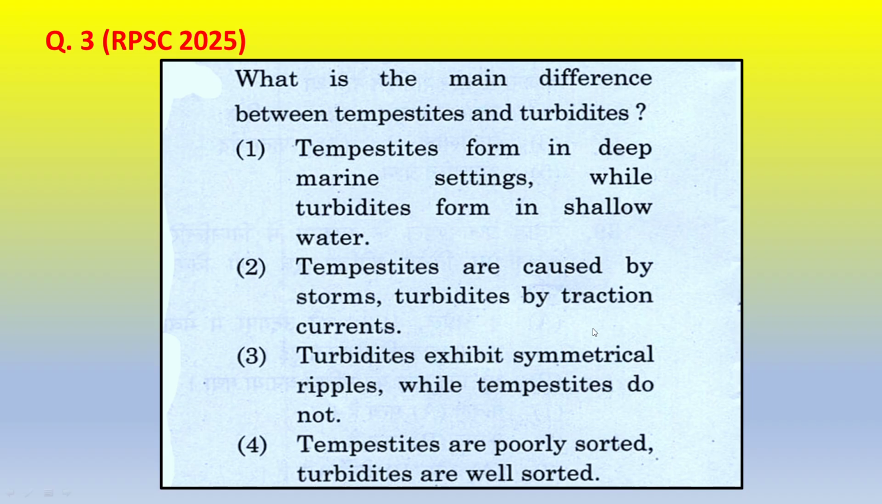Okay, so next, what is the main difference between tempestite and turbidites? Tempestite form in deep marine settings while turbidite form in shallow marine water. Next, tempestite are caused by storm, turbidite by traction current. Third, turbidite exhibit symmetrical ripple while tempestite do not. Fourth option is, tempestite are poorly sorted, turbidites are well sorted. So tempestite is actually the deposit which indicates storm. So option 2 is correct.